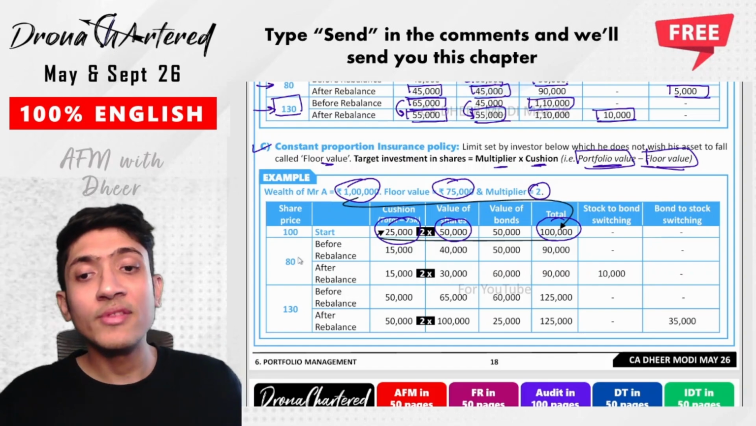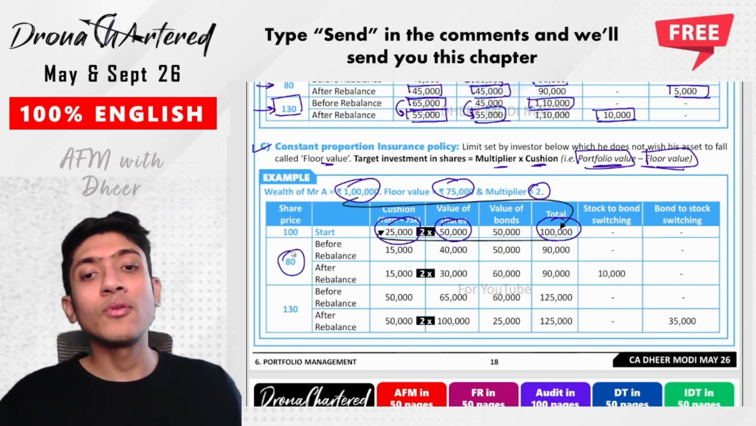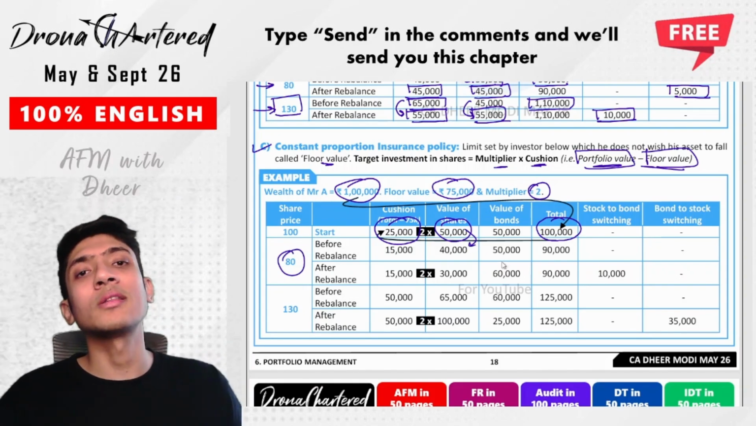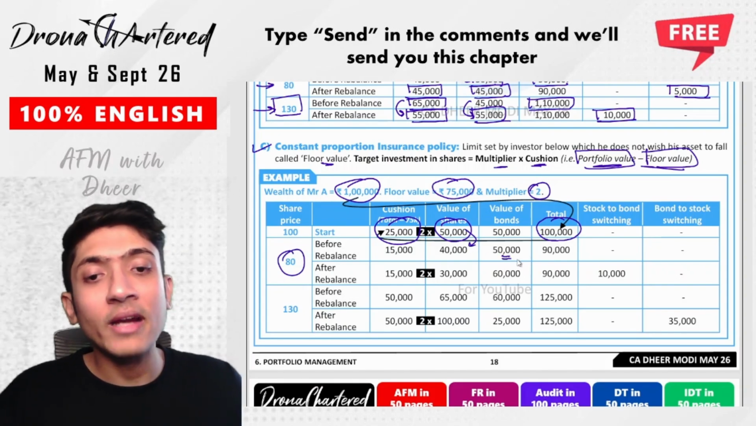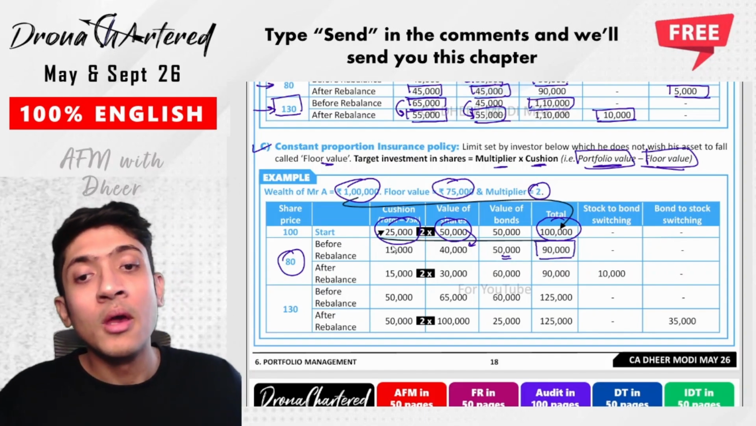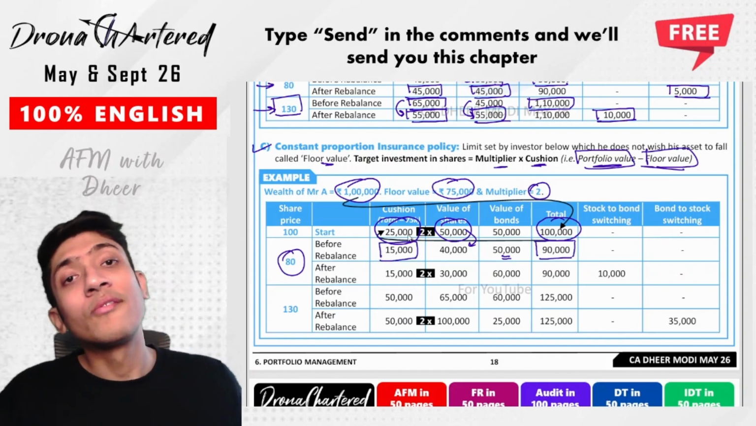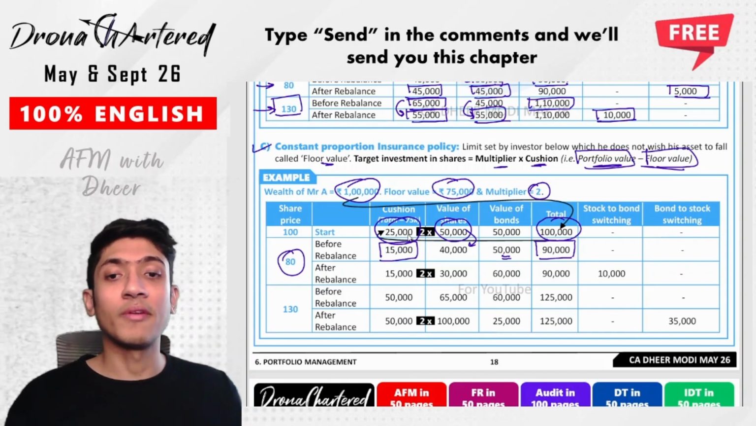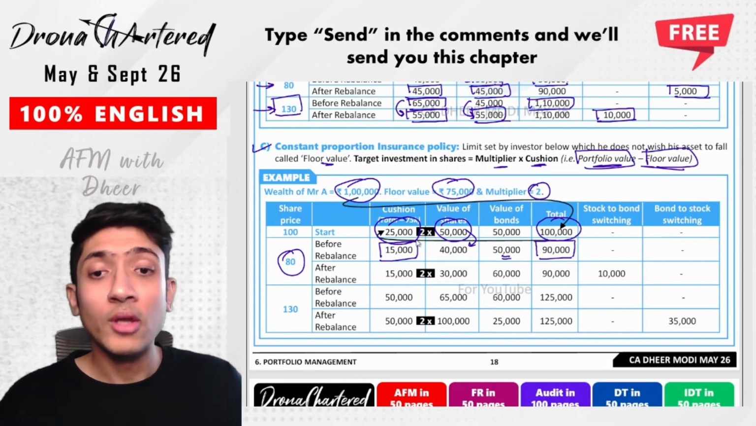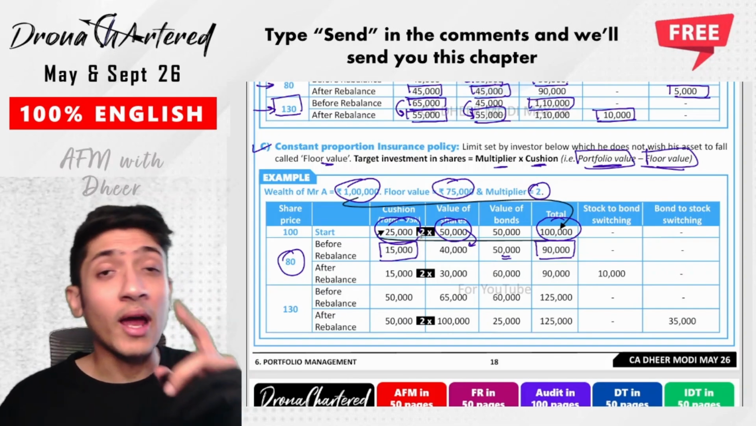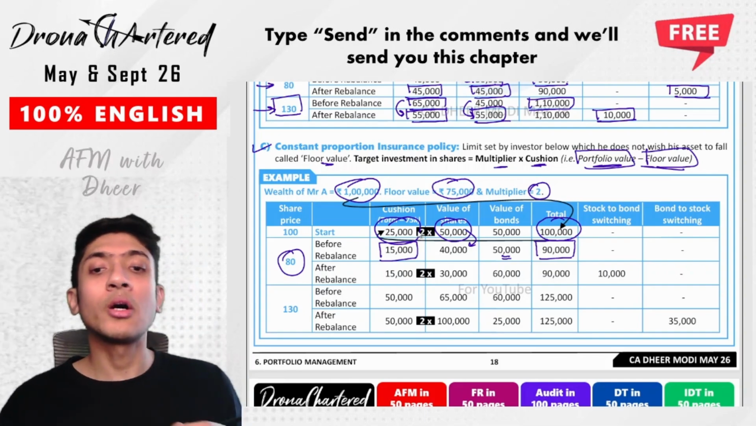Perfect. Now if the price falls to 80, my value of shares falls from 50,000 to 40,000 while my bonds stay at 50,000. So now my total portfolio is 90,000. My cushion has reduced from 25,000 to 15,000 because 90,000 minus 75,000, that is the floor value. Now 15,000 is my cushion. And how much am I allowed? I am allowed only 2x, that is 30,000 I should be having.